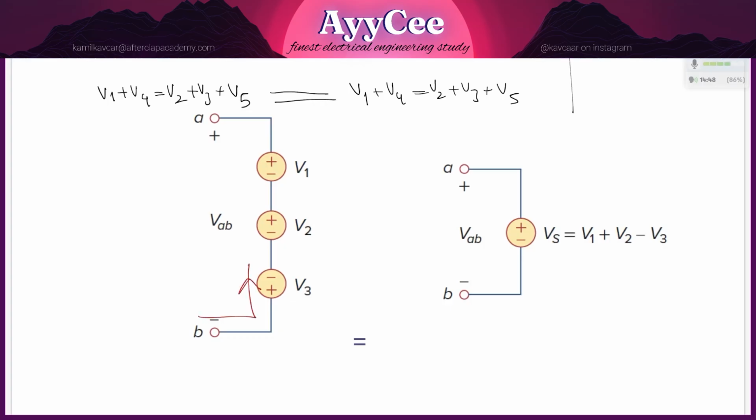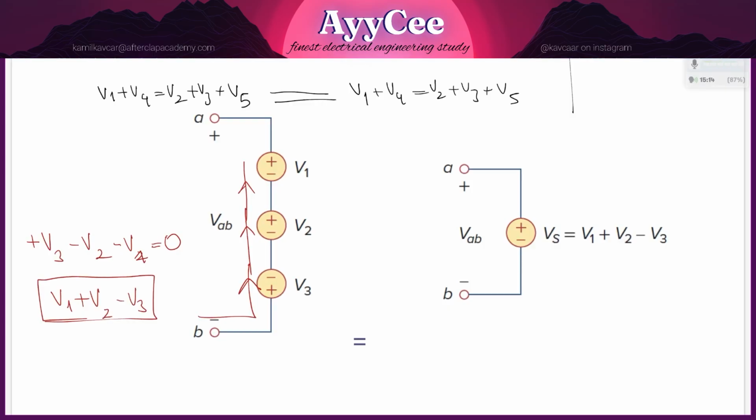When we go in this direction, which is, by the way, the counterclockwise direction, in that case, what we're going to have is plus V3 because we are entering from the positive terminal. As we move on, we are entering from the negative terminal, minus V2. As we move on, we are entering from the negative terminal again, minus V1, must be 0. So we can clearly say V1 plus V2 minus V3 is going to be the way that we define it, and that's the logic.